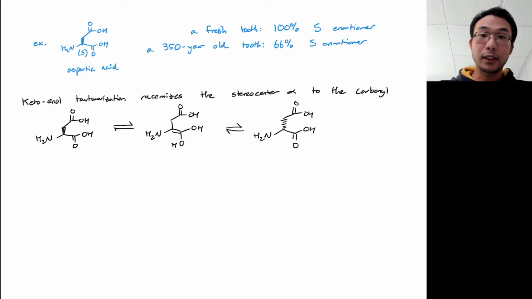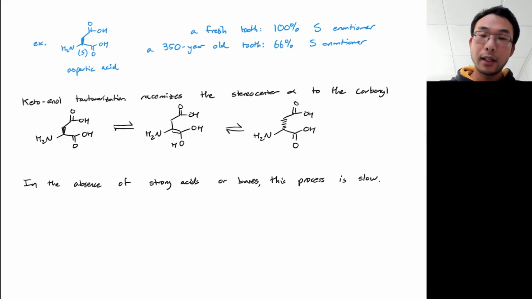In a fossilized tooth or whatever type of fossilized object, there's just not going to be enough acid or base present to make the keto enol tautomerization take place at a significant rate. And so it's that situation that leads us to be able to use amino acid racemization as a way to date living things. Well, I guess dead things.